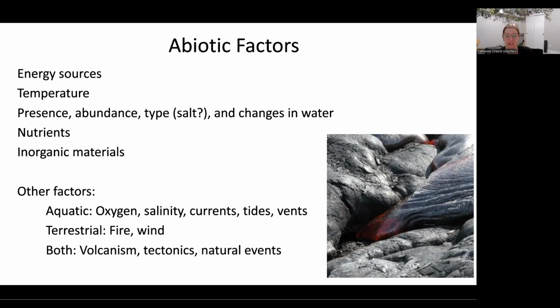For aquatic systems, we want to think about dissolved oxygen, what the current is like, what the tide is like, are there heat vents, how salty is the salt water? The ocean is not consistently saline. It has different concentrations of salt in different locations. For terrestrial ecosystems, we're also going to look at the incidence of fire, the incidence of wind, the incidence of volcanic eruptions, of earthquakes, anything that could change an ecosystem drastically.